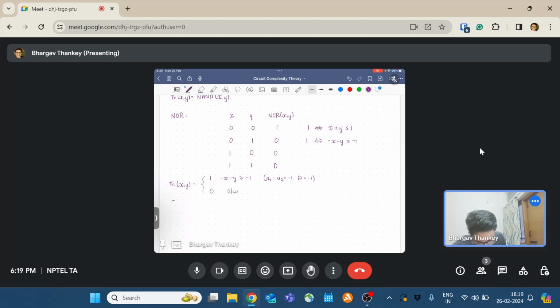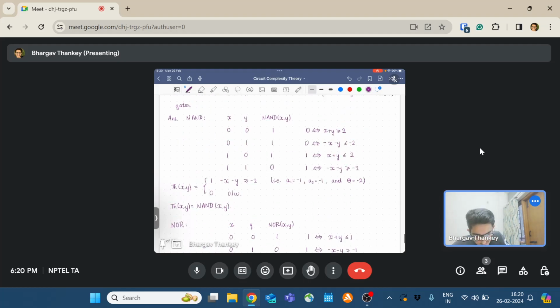And now the threshold for Y for this beautiful graph is no. Okay, so is this fine? Yeah.